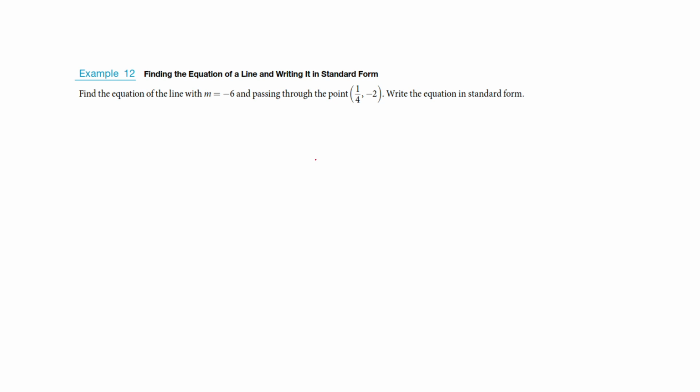Okay, so they want us to write this in the standard form. This is the same type of problem we've already done. y equals -6x plus b, and I have a point that it passes through. So I'm going to put that point in. Now let's tidy this up. With the negatives, I'm going to reduce this down, so I get -3/2 plus b.